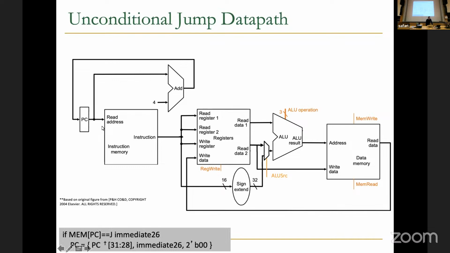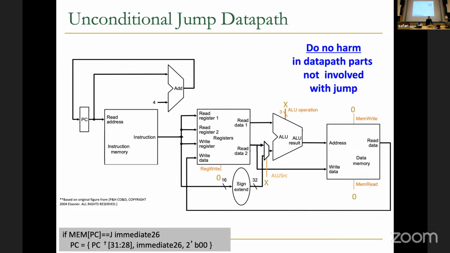Let's start with the wrong way of adding it. Basically, the first thing you should do is do no harm in parts that are not involved in jump, right? And clearly, jump doesn't say we're writing to a register. Jump doesn't say we're reading or writing to memory. So we should not write to a register. We should not write to memory. To save energy, we should not read from memory. This multiplexer we don't care about. This ALU operation we don't care about. This other multiplexer that's not shown over here we don't care about, right? So there are don't cares also. Okay, these don't necessarily need to be don't cares.